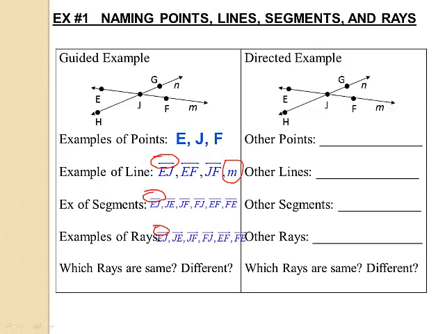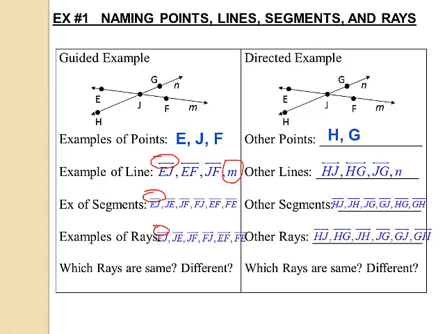Take a few seconds to see if you can do the directed example and find some other points, lines, segments, and rays. So I have some other points. Here are some other lines. Here are some other segments and other rays. So there's many different answers that can be given. Which rays are the same, which rays are different, I'm going to leave that to you.